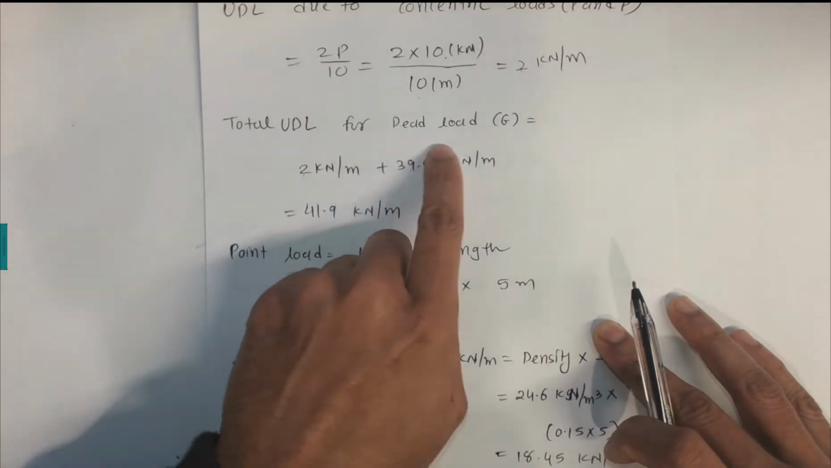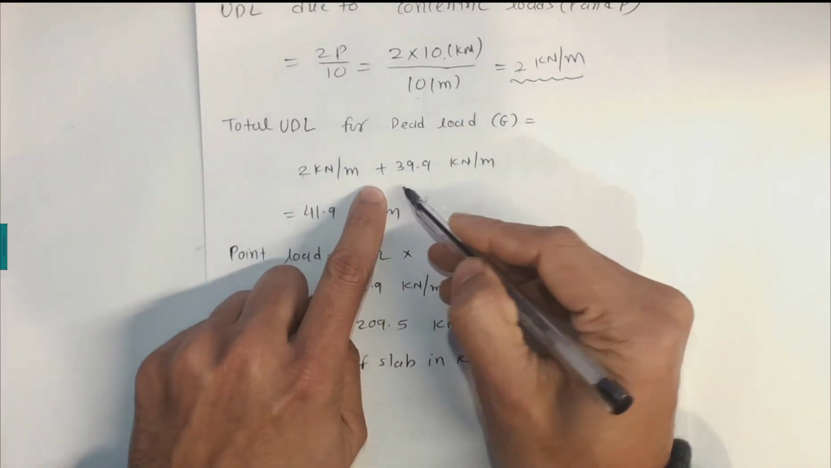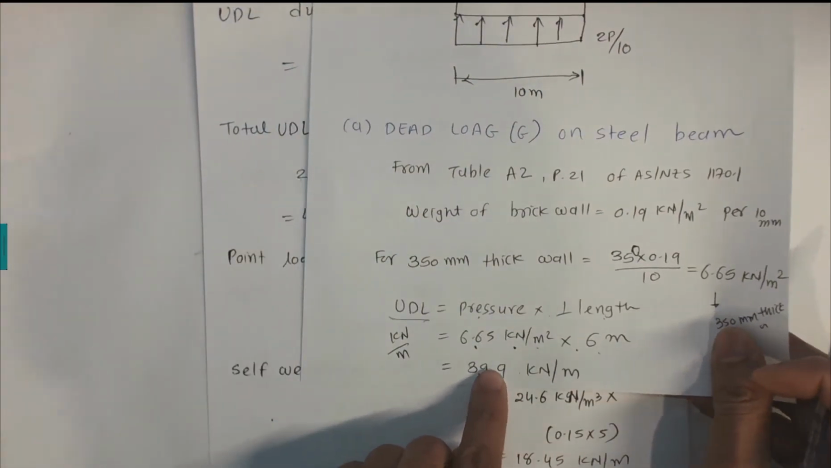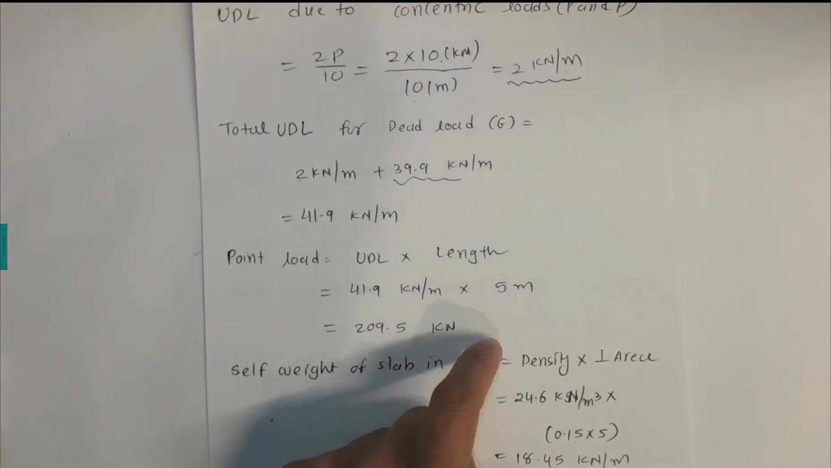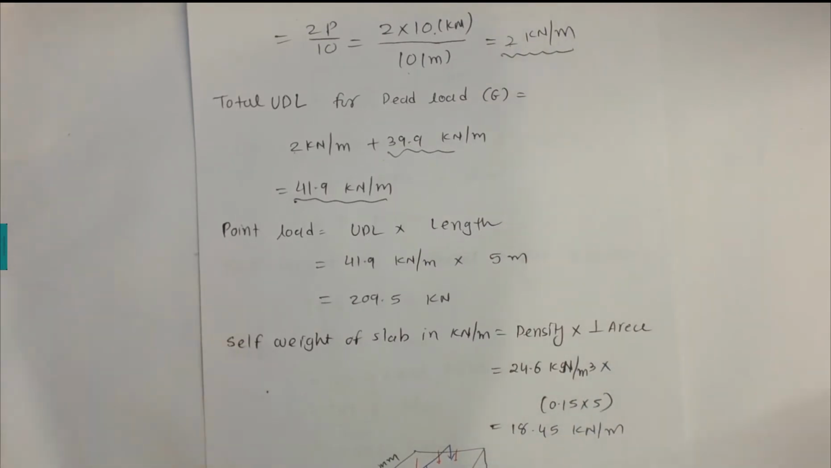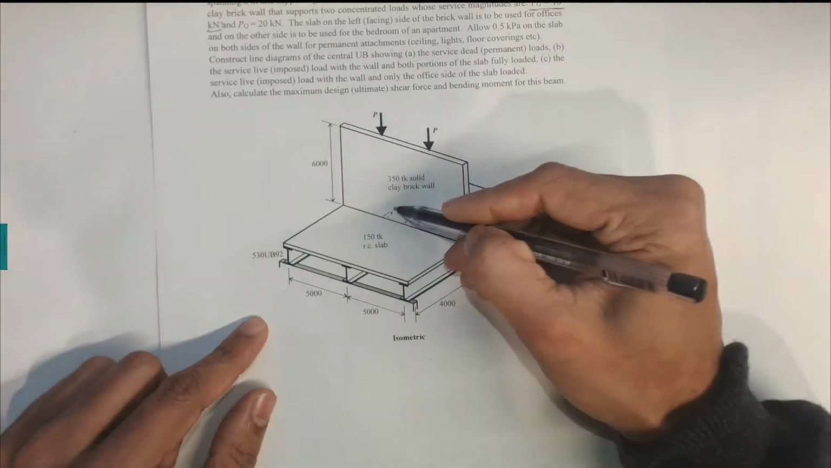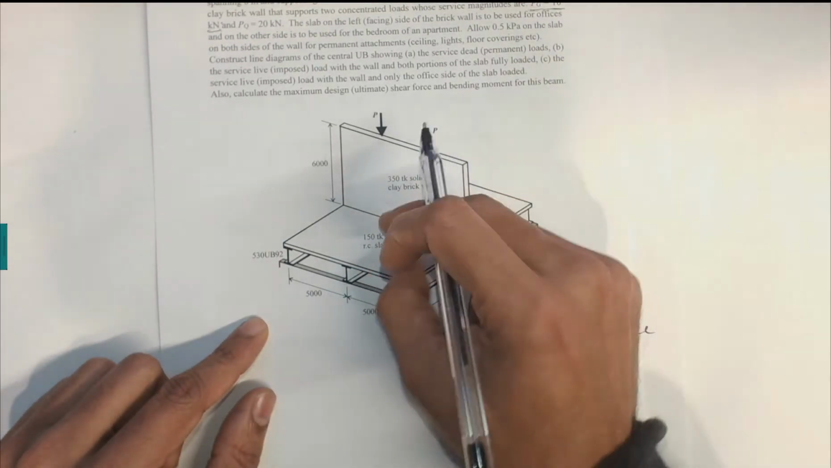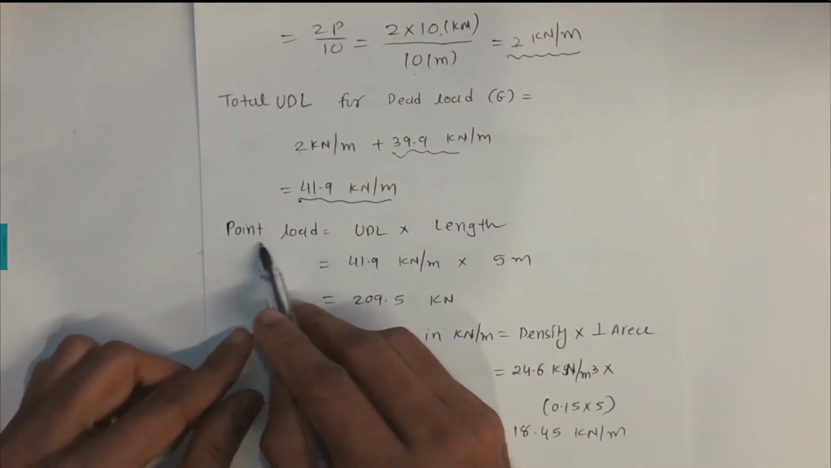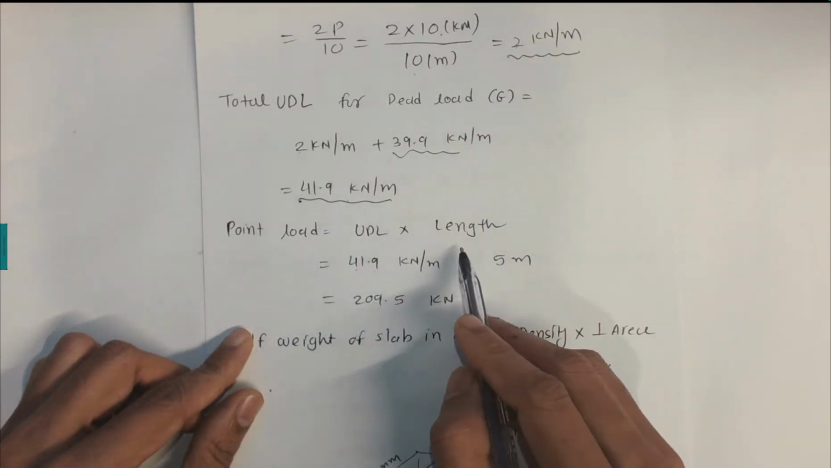Now total UDL for the dead load G is equal to 2 kilonewton per meter that we just calculated, and then 39.9 kilonewton per meter that we just calculated from the brick wall. So that is 41.9 kilonewton per meter. Now please note, these brick walls and these point loads are going to create the concentric load on the steel beams, not the UDL load, just the point load. So we are interested in calculating the concentric load or point load equal to UDL times length. So 41.9, that is from here, and please note the length.